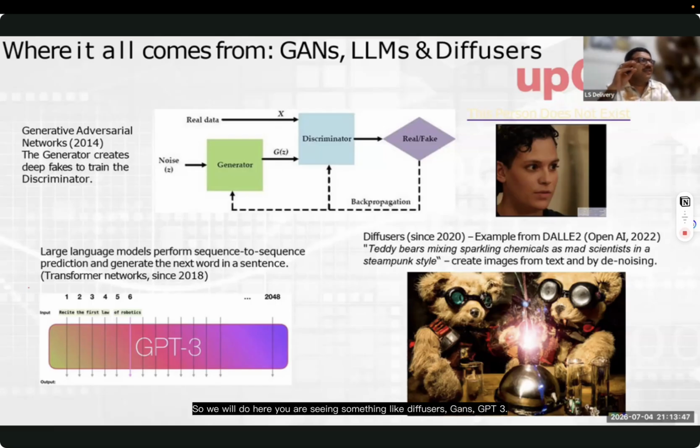Here you are seeing something like diffusers, GANs, GPT-3. These are the things which have been playing a role in the last few years, I will say, right? Maybe GANs started in 2014, maybe 10 plus years ago. Then diffusers are relatively new. Then GPTs, large language models based on transformer networks, came around 2018, in the last 6-7 years. So how it works and all, we will double click.